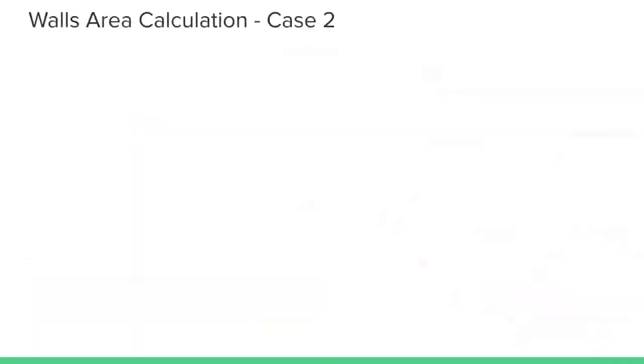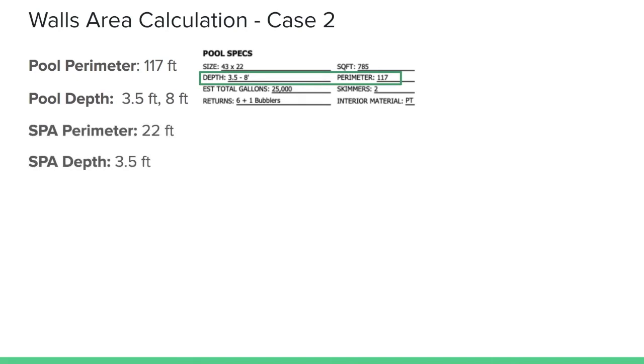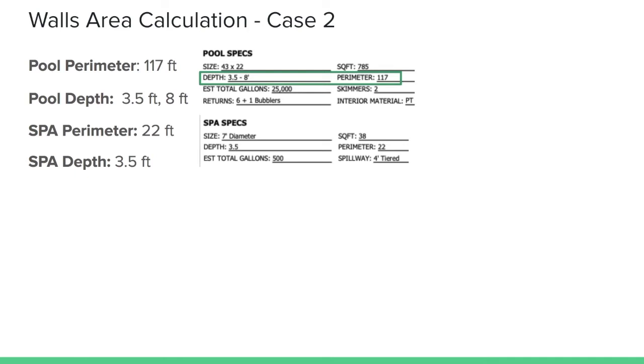Step 2 would be to calculate the area of the walls. We have the pool perimeter and the pool depth, in this case where 2 depths were provided. Those are the parameters that we need for the wall. For the spa as well, we have a perimeter of 22 and a spa depth of 3.5. And those are the values that we will use.